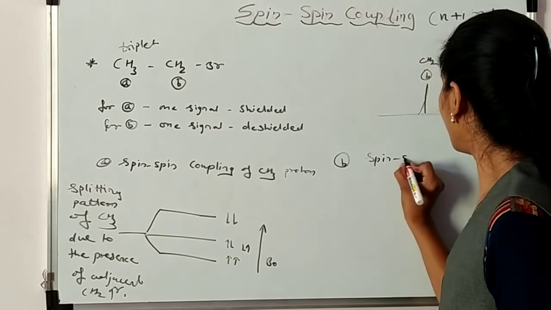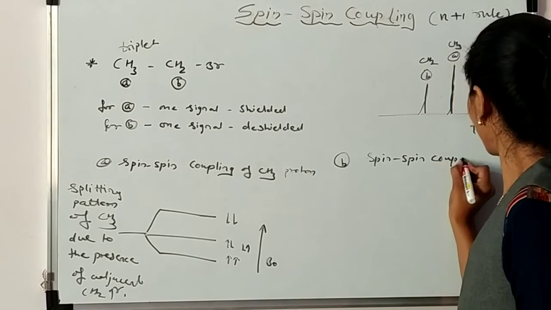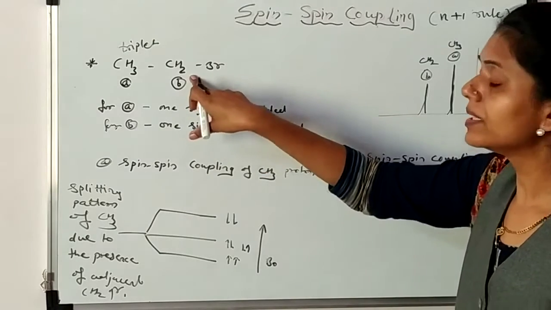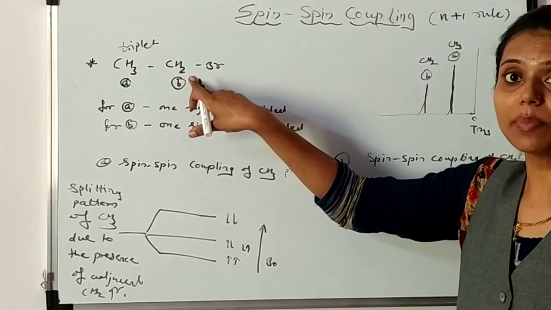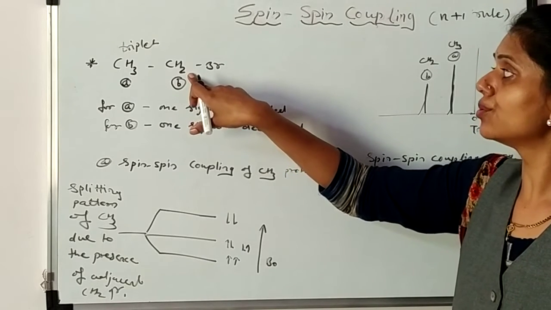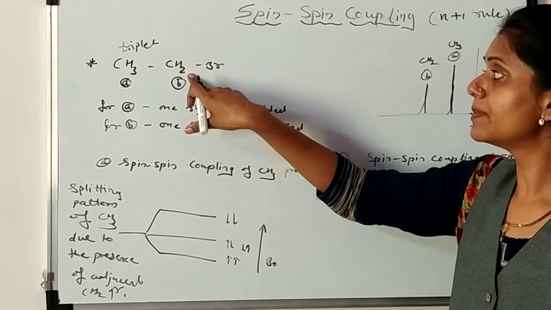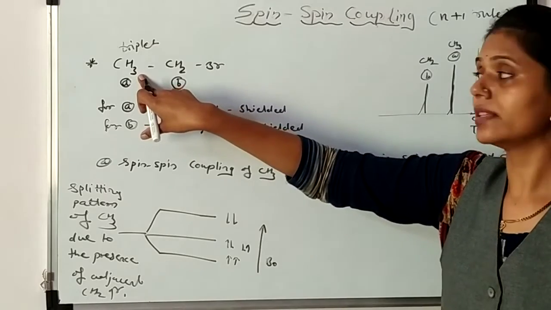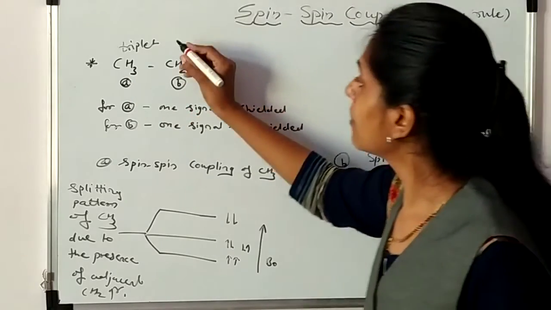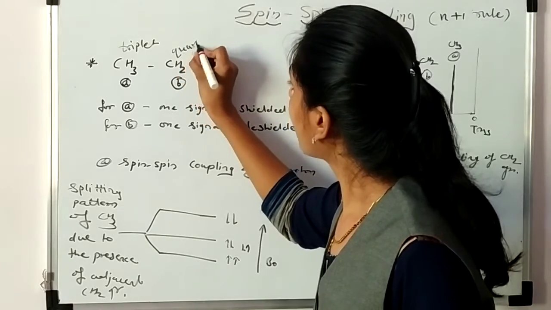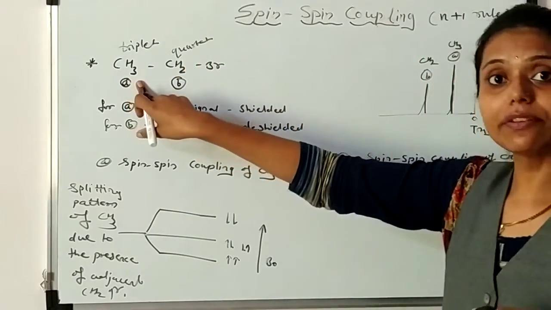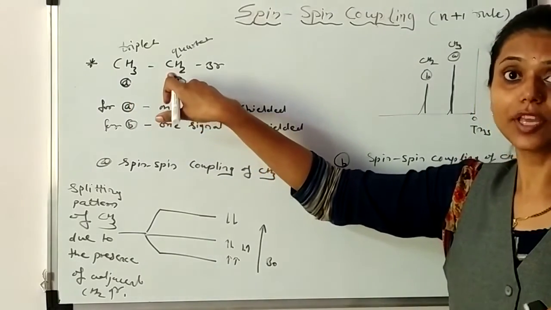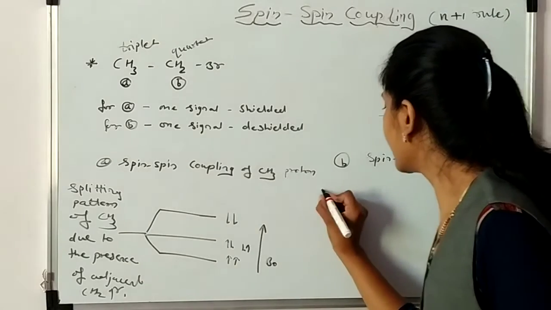Next, when we study the spin-spin coupling of CH2 group, what is the spin-spin splitting or spin-spin coupling value? When we study the CH2 group, then the spin splitting value is n plus 1, that is adjacent 3 protons plus 1, that is 4. 4 means quartet. We must get the quartet here due to this non-equivalent proton, which is the neighboring proton of this CH2 group. Okay, we will prove it with the splitting pattern diagram here.